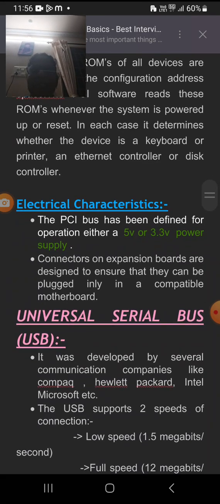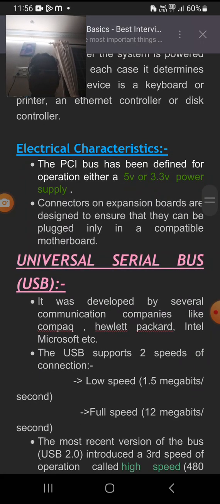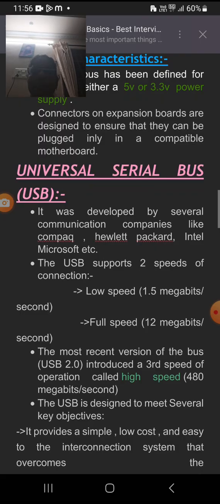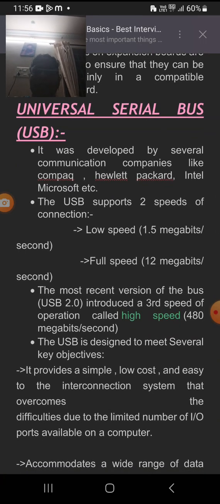Now the Universal Serial Bus, USB. It was developed by several companies, including Compaq, Hewlett Packard, Intel and Microsoft. The USB port supports two speeds: low speed at 1.5 megabits per second and full speed at 12 megabits per second. The most recent version of the bus, USB 2.0, introduced a third speed of operation called high speed, 480 megabits per second. The USB is designed to meet several key objectives.